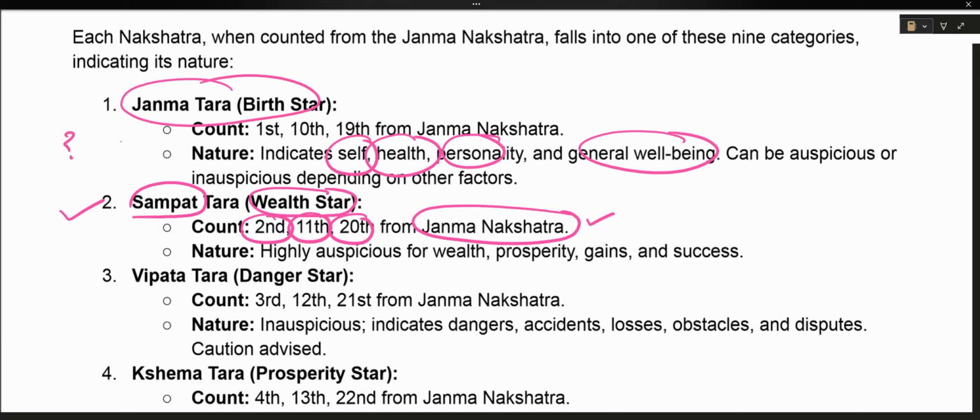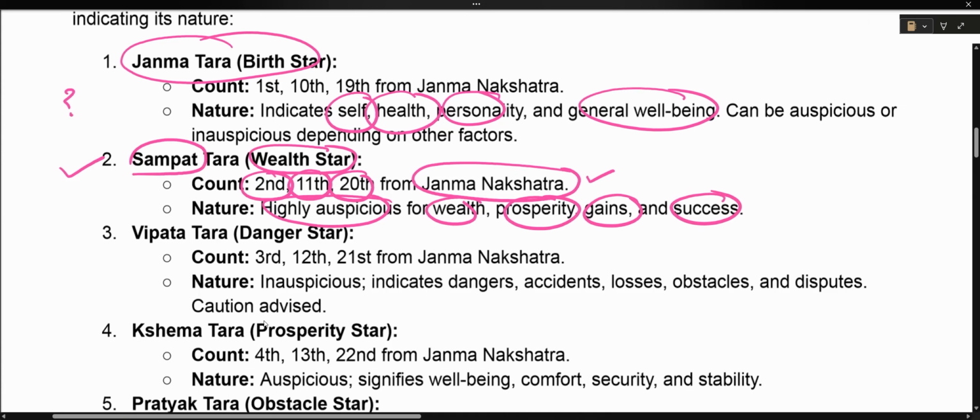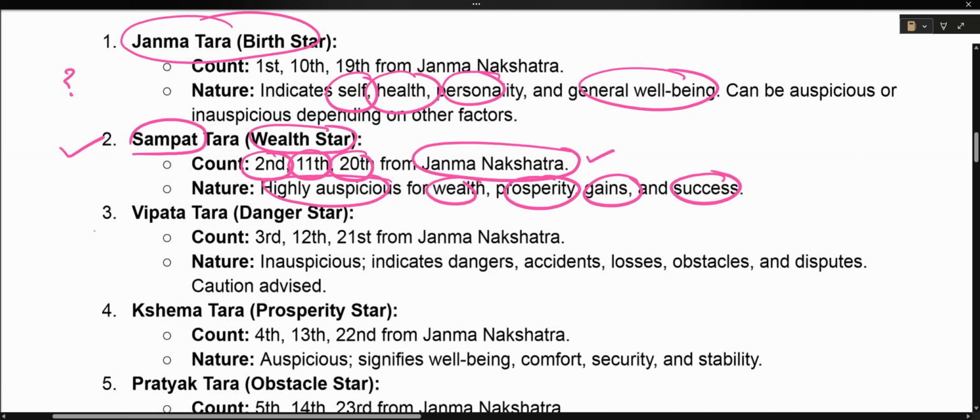So the first, Janma Tara, is a conditional one. Whatever the positive or negative influences, it will be based on the Kundli. After analyzing the Kundli, we will find out whether the Janma Tara will give you a good result or bad result. Secondly, Sampad Tara is highly auspicious for wealth, property, gain and success. So I hope you have understood this. Now let us go to our Bipat Tara.